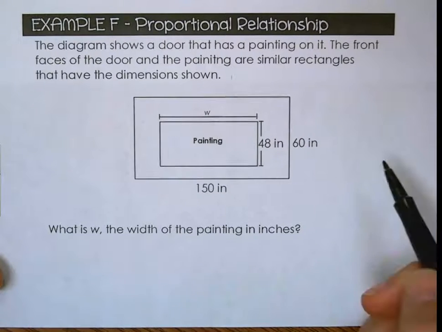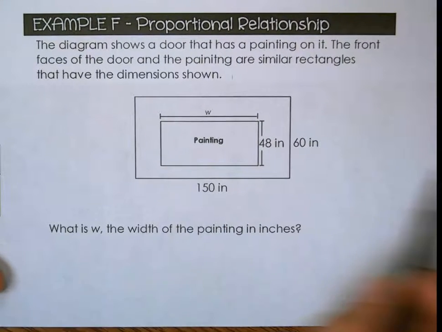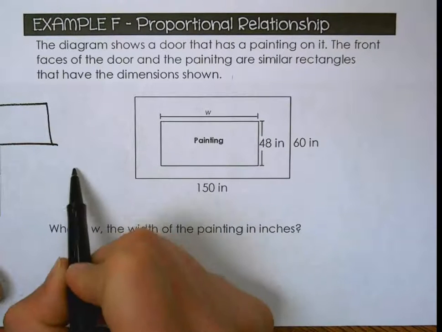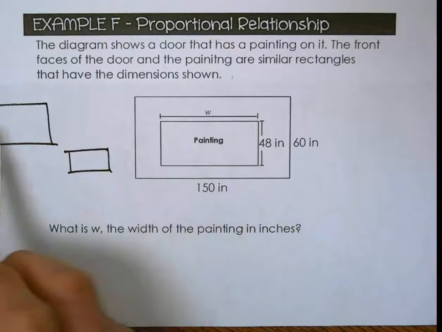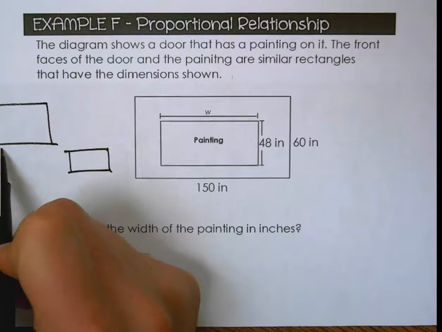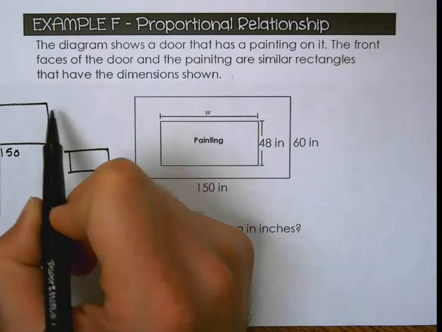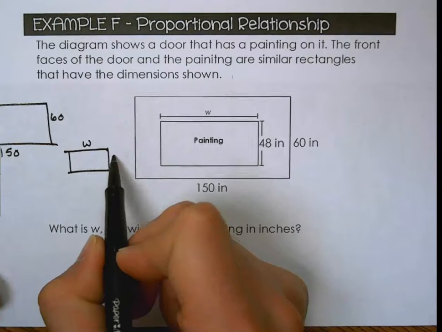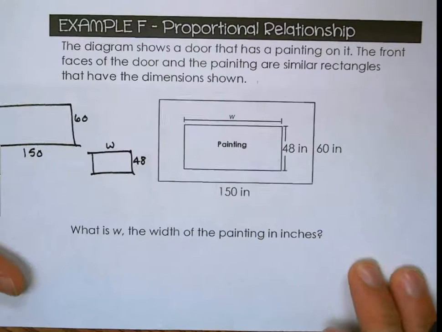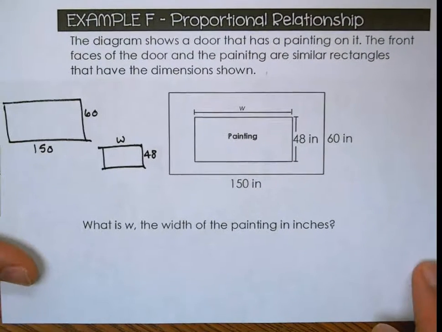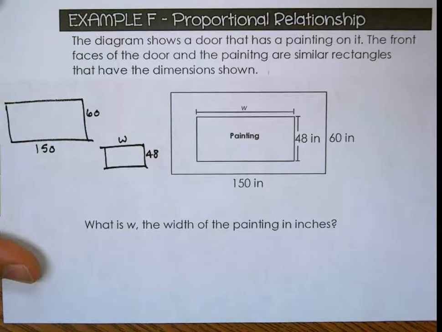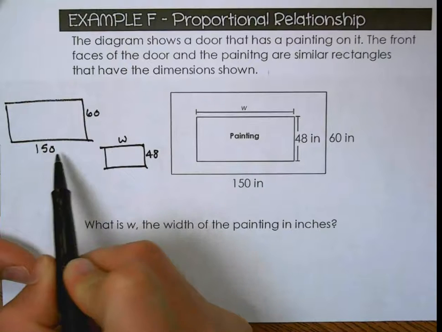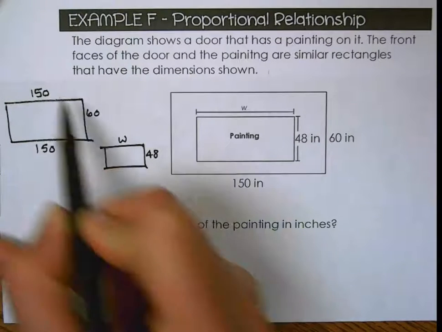So this is similar figures, and you have one inside the other. So I'm going to redraw it so that it's not so tricky. Okay, so the big one is 150 and the side is 60. The little one, the painting, is W up here and 48 right here. Okay, now these are rectangles. One thing that you know about rectangles, or you should, is that the opposite sides are the same. So if this says 150 here, that means that this is 150 as well.